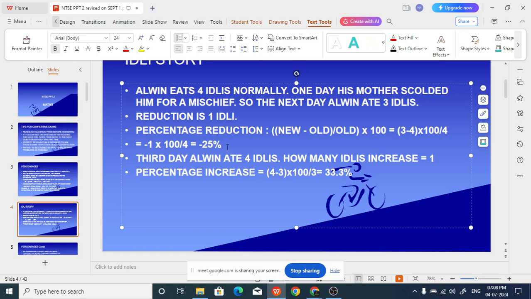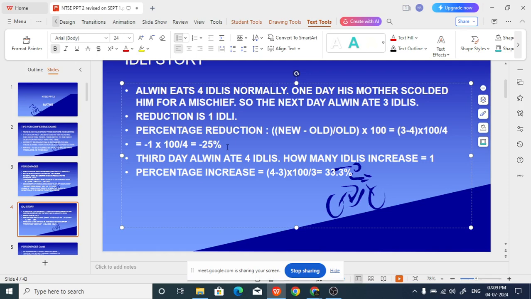Okay, the third day. First day, he normally eats 4 idlis. Second day, he ate 3 idlis. Third day, again, he ate 4 idlis, because his father came and cajoled him, and then appreciated him. Then he started taking 4 idlis again. So, what is the number of idlis increase on the third day? 1, sir. 1. So, it has gone from 3 to 4.